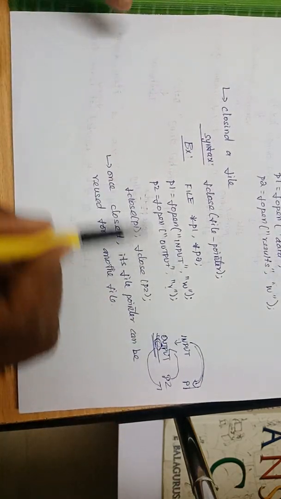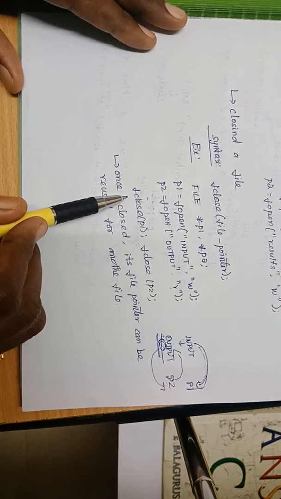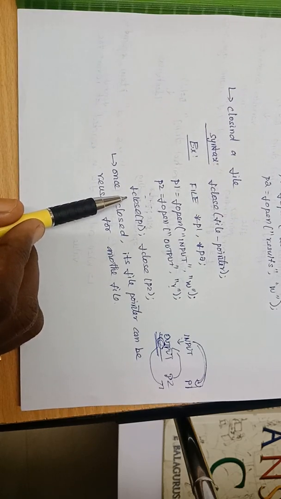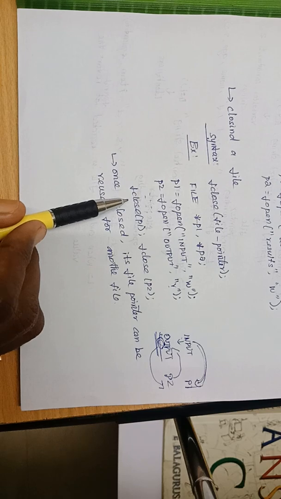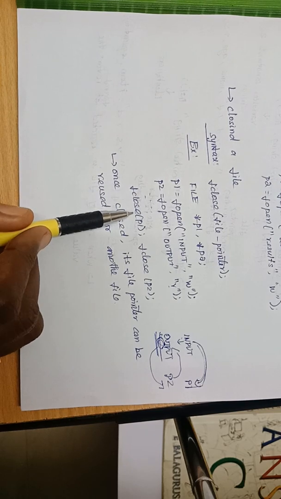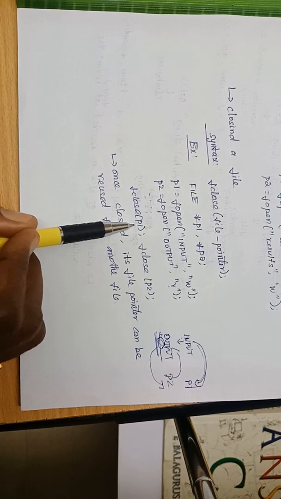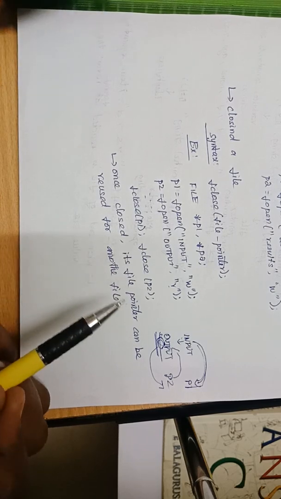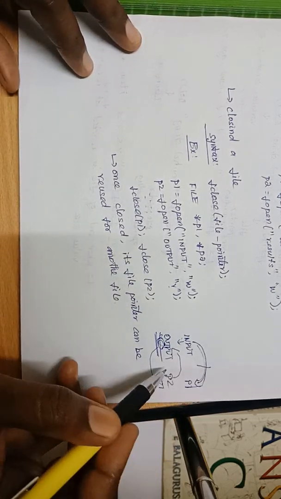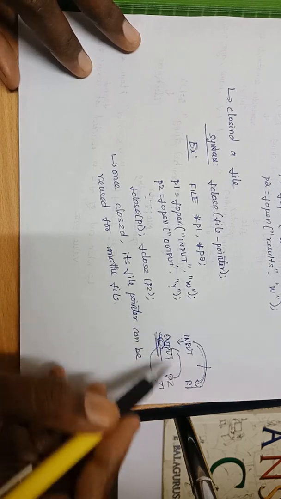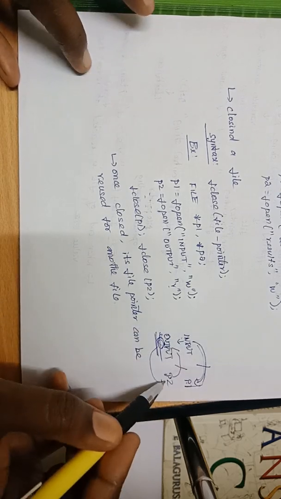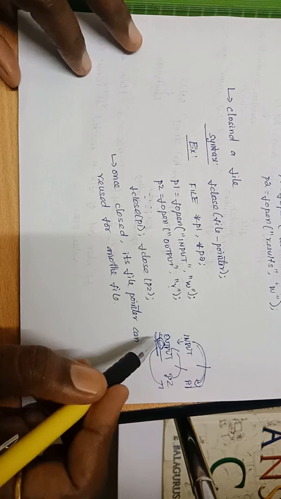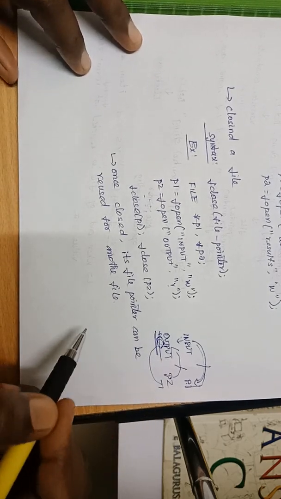After doing some processing, I want to close the files. Always, finally, you have to close the file. So fclose, what's the file pointer? p1. fclose p2. That's all. So the link between p1 and the input file will be closed, and the link between p2 and output will be closed.